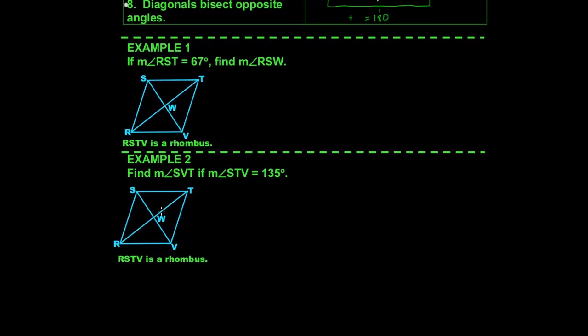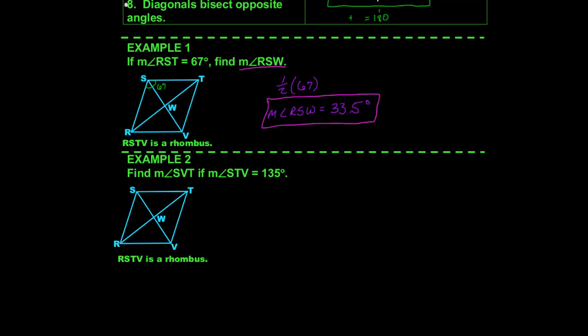Example 1: if the measure of angle RST, so this whole thing right here, every bit of that is 67. Find RSW. Well, we know this bisects it, so that means it cuts it in half. If it cuts it in half, we can say that's 1/2 of 67. So the measure of angle RSW equals 1/2 of 67, or 33.5 degrees. What's it asking us for? The measure of RSW, and we have accomplished it.